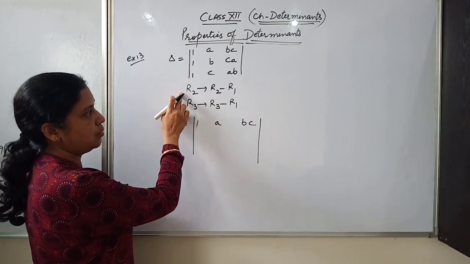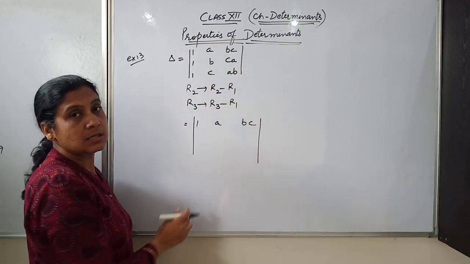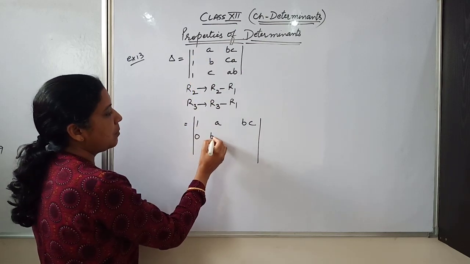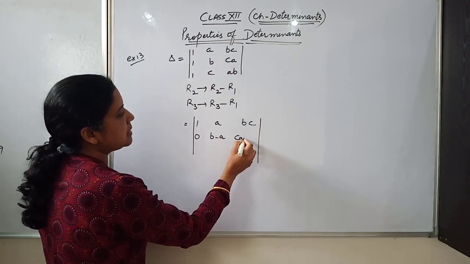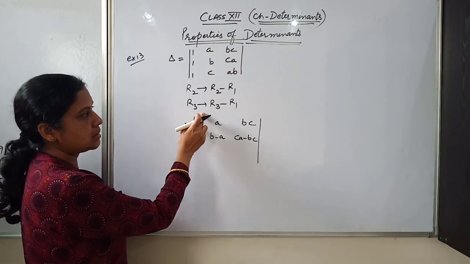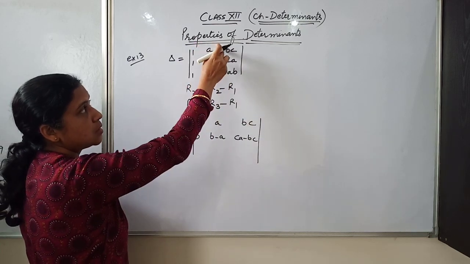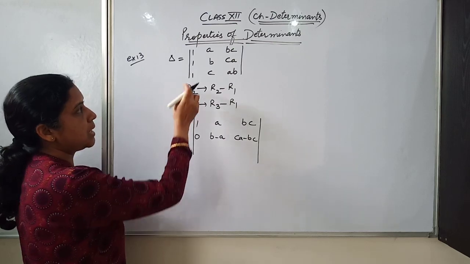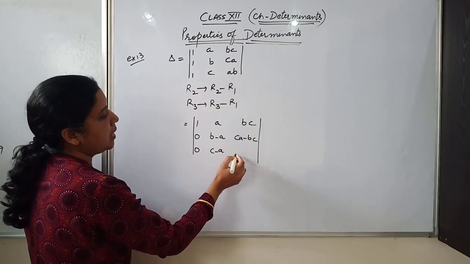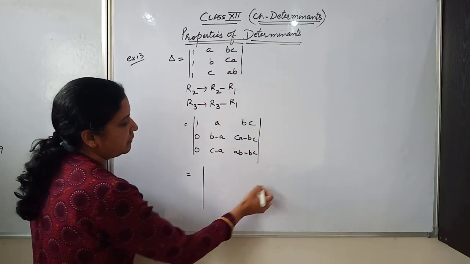Now I am going for R2 goes to R2 minus R1. All the corresponding entries will be subtracted. 1 minus 1 gives you 0. B minus A. Next entry is CA minus BC. And now let's go for R3 goes to R3 minus R1. All the corresponding entries of the third row and first row will be subtracted. 1 minus 1, 0. C minus A. AB minus BC. Here we can take some common factors.